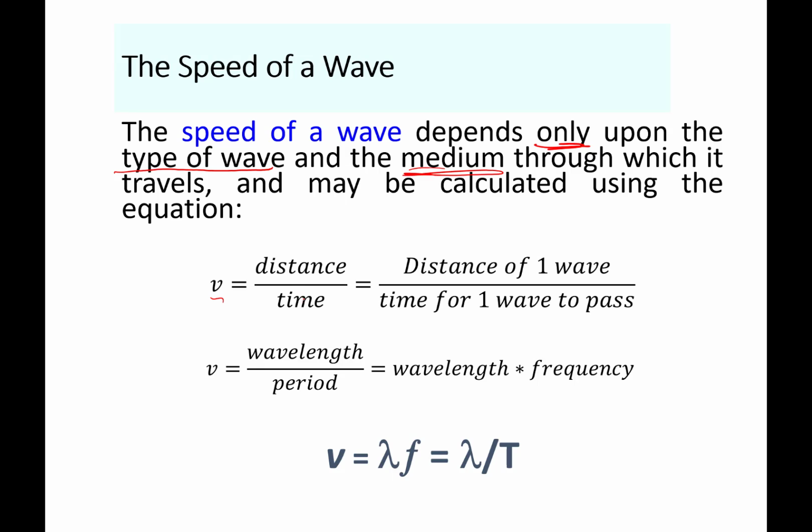If we use speed as distance over time, we can think, hey, well, what's the distance of one wave over the time it takes for one wave to pass? Well, the distance for one wave is just the wavelength, and the time it takes for that wave is just the period. So speed is wavelength over period, and since period is inversely proportional to frequency, we could write it as speed is wavelength times frequency. That gives us our equation for wave speed. Speed is equal to wavelength times frequency, which we could also write as wavelength over period. But again, this is just another way of writing speed as distance over time.